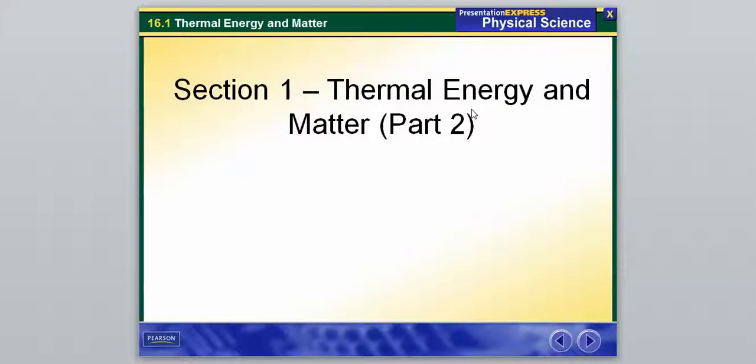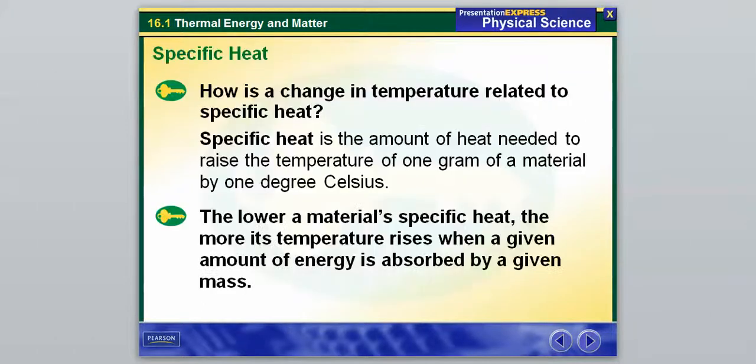We are going to finish up section 1 today, again focusing on thermal energy and matter. Again, temperature is a big thing that's associated with thermal energy. Temperature is affected by thermal energy transferring from a hotter object to a colder object. Another big thing that goes along with thermal energy and temperature is what is known as specific heat. Specific heat is associated with how temperature changes.